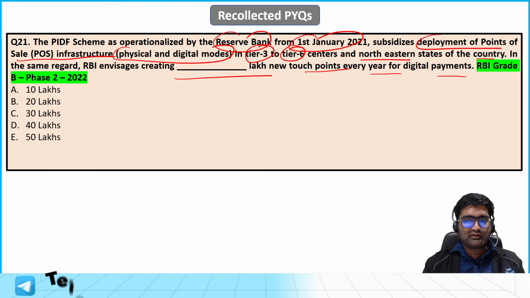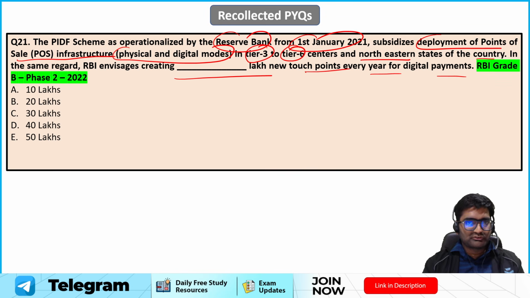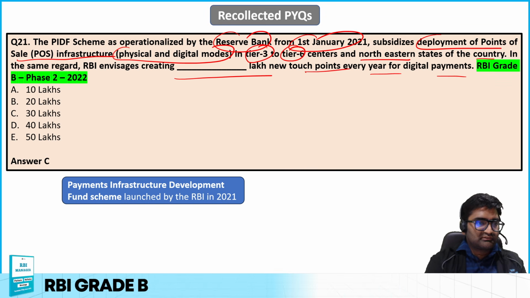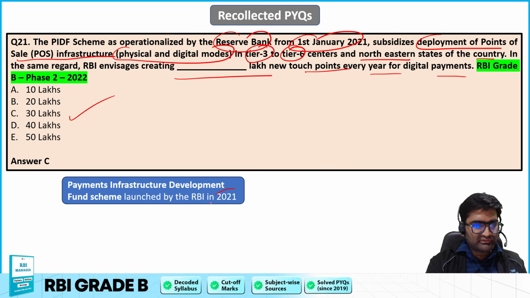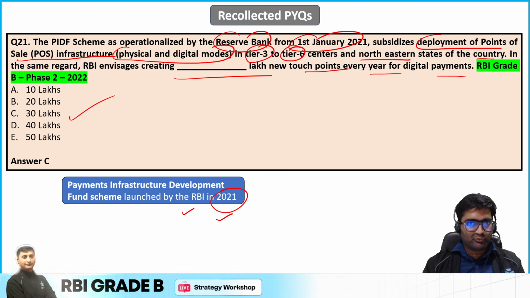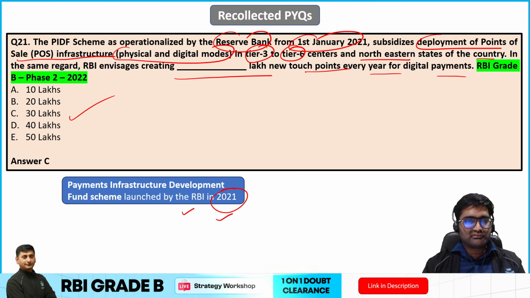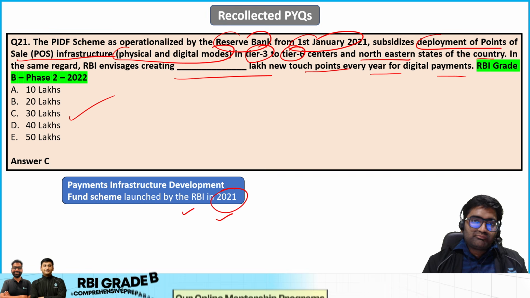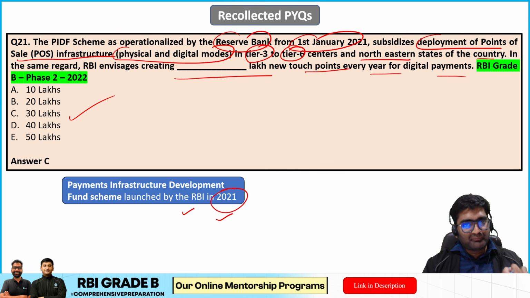Okay, so what is the target as per this particular question, 2022? As per that time, the target is being asked. So obviously, the correct answer here is 30 lakhs. PIDF was established by RBI in 2021, Payment Infrastructure Development Fund scheme. I hope the aim is clear, when it was brought out and who brought it out, RBI. I think these three things are enough to answer the background of PIDF scheme. And if there's any new development in this, please go through the current affairs.